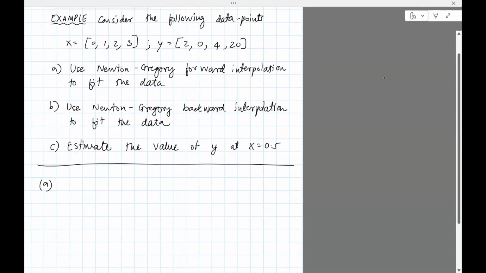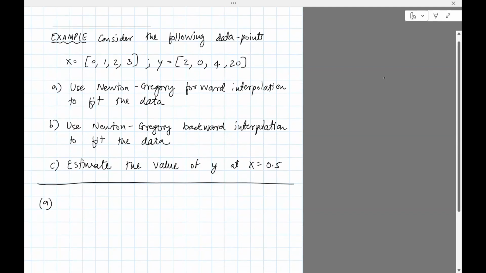Just estimate at 0.5. So what it means is, you know the data, you know something at 0, 1, 2, 3. Clearly at 0 it's 2, at 1 it is 0. We want to know what happens in between, at 0.5. What's the value of y?